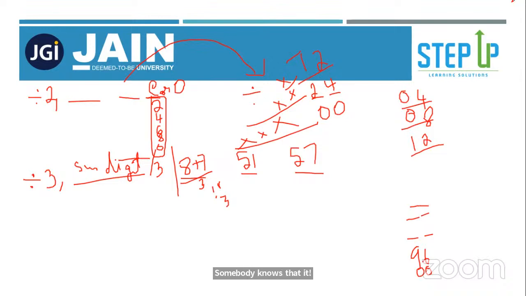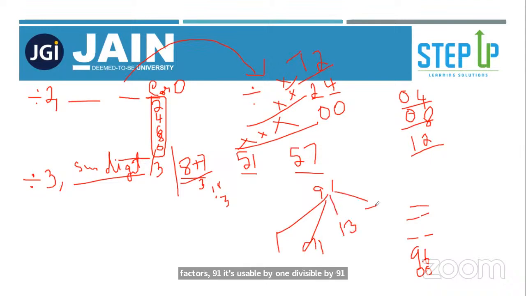91 is not a prime number because 91 has more than two factors. 91 is divisible by 1, 91, 13, and 7. Are you clear with that, Laban? So yes, it means it's a composite number.